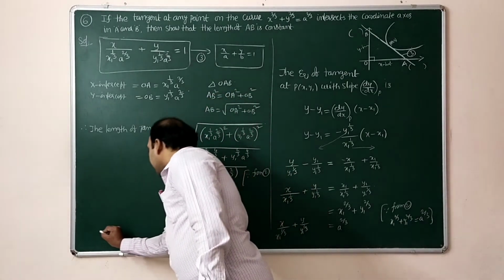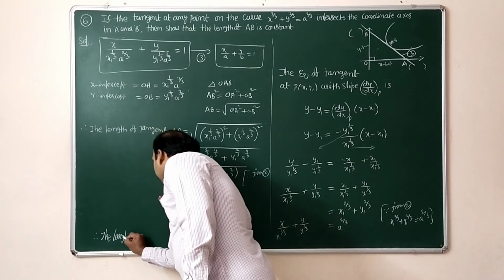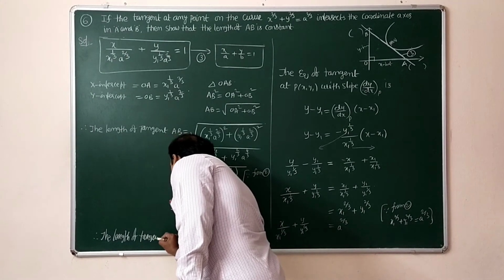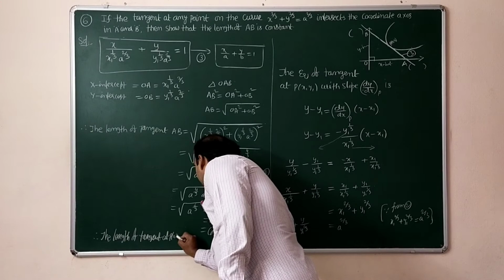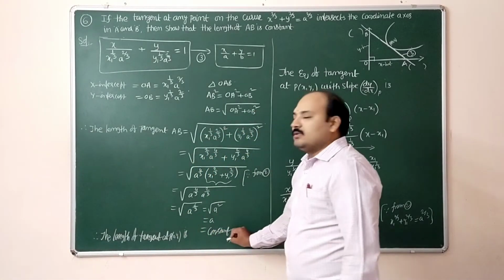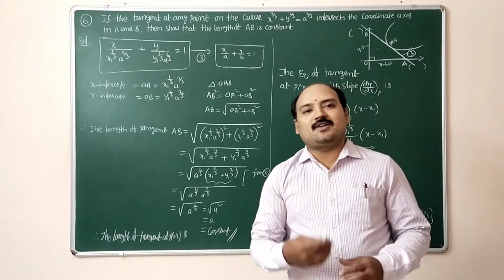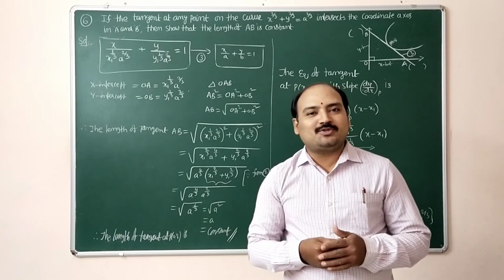Therefore, the length of tangent at P of x1 comma y1 is constant. We proved that. We'll discuss the other method also. In this, two methods I am going to introduce.